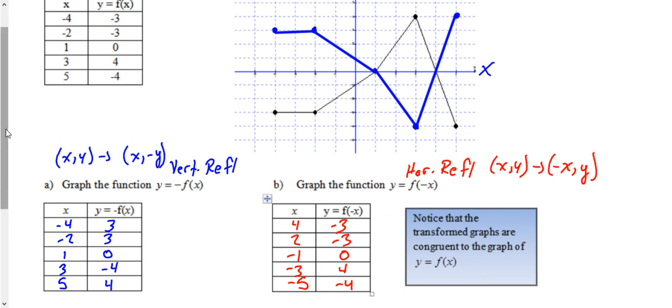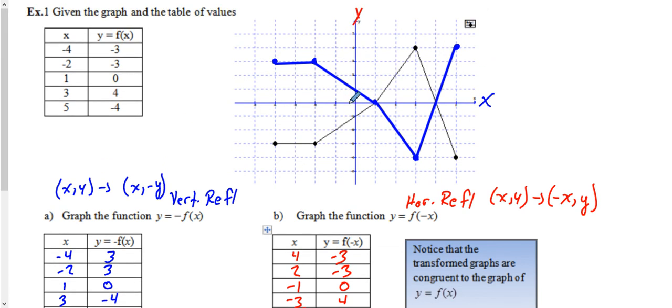So I need to find where 4, negative 3 is. At 1, 2, 3, 4, 4, negative 3, we are all the way down here. That's going to be my first dot. At 2, I'm also at negative 3. At negative 1, I'm at 0. At negative 3, I'm at positive 4.